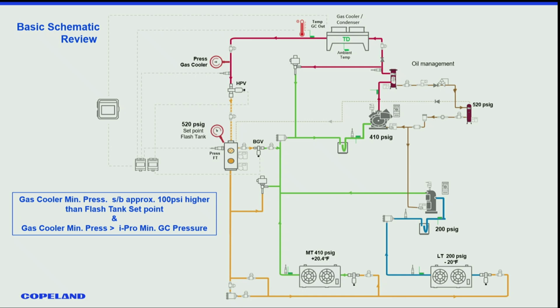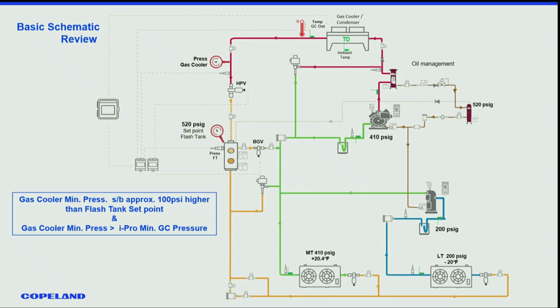And at the end of the day, we've come up with some numbers that make a lot of sense, is that the gas cooler minimum pressure set point should be approximately 100 PSI higher than my flash tank. So if I'm trying to maintain 520 pounds in the flash tank, your minimum condensing pressure set point should be around 620.